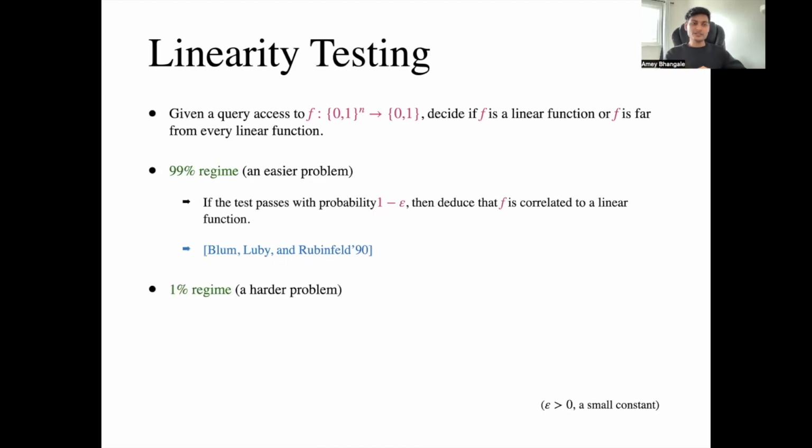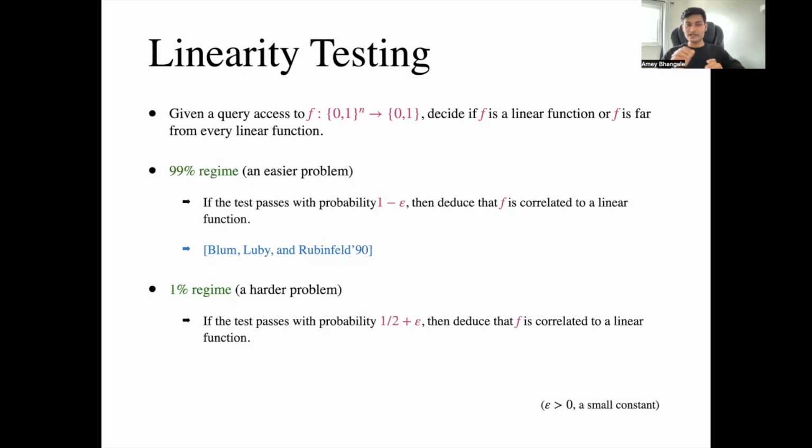And then there is another regime, which is the 1% regime, which is basically 1% better than a random function. Here the question is, if the test passes with probability half plus epsilon, then can we deduce that f is correlated to a linear function? Again, this problem is harder than the 99% regime because we only have the guarantee that the test passes with slightly better than the 50% that is true for a random function. And this again is answered positively by Goldreich, Levin, Rubinfeld, Coppersmith, Håstad, Kiwi, and Sudan in 96.